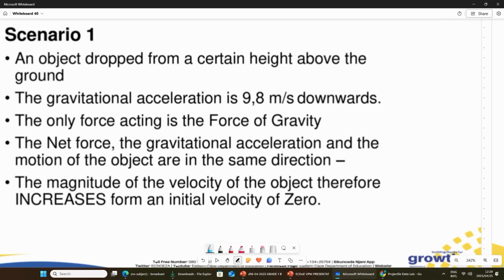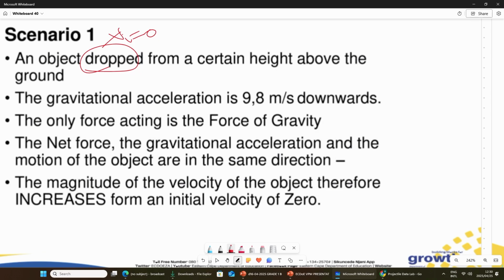Okay, then now let me take you through the first scenario. That is an object that is being dropped from a certain height. So for the word dropped, we must note that the initial velocity is given to be 0 if the object is being dropped. So the initial velocity is 0. Okay, and again, an object cannot be dropped if it is on the ground. That means in order to be dropped, it must be at a certain height. Okay, so on that one, the ball is dropped from a certain height above the ground.